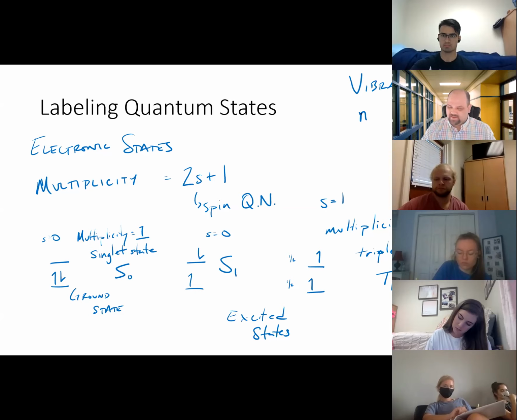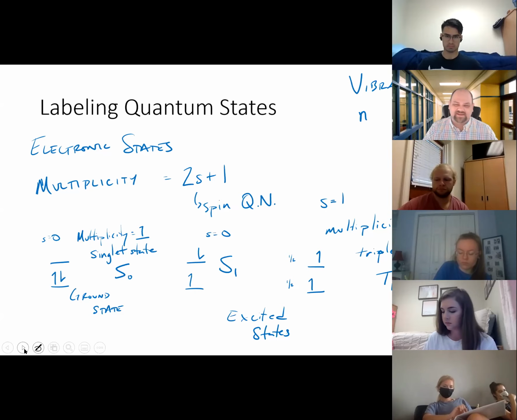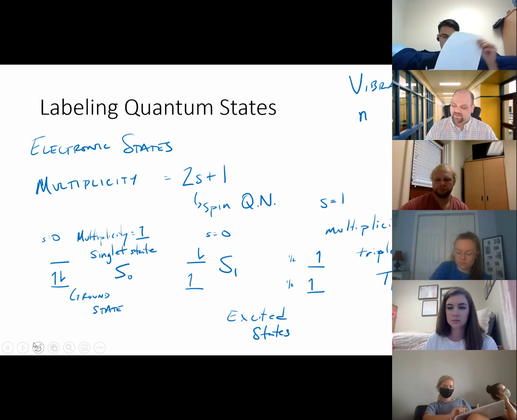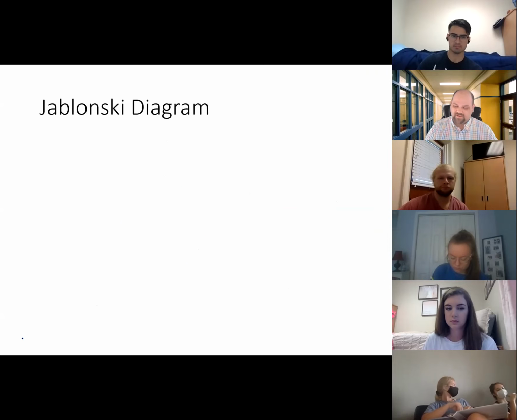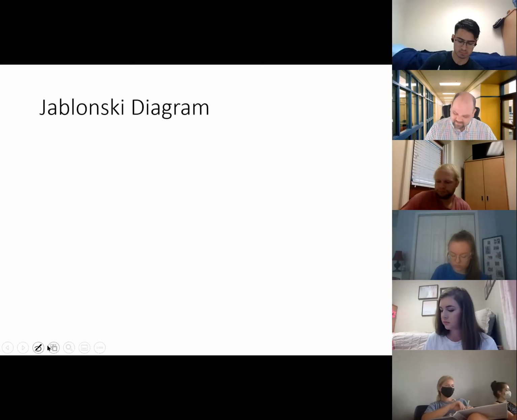Okay, so moving on to the main event for today. Questions about that stuff? Finding multiplicity, finding the, this is called a term symbol. You inorganicers will learn all about that too. All right, the Jablonski diagram.